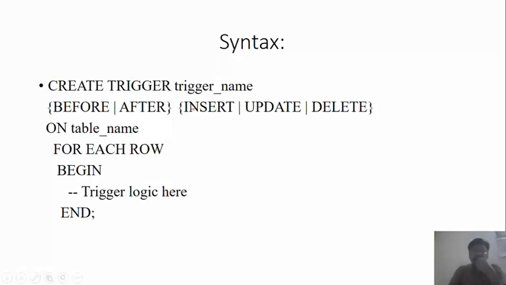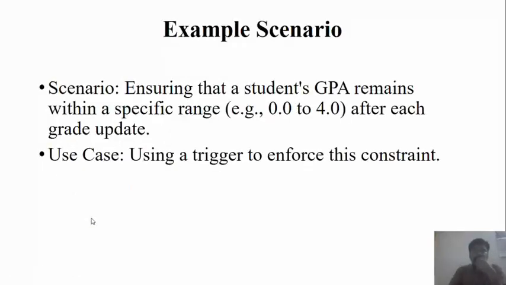The trigger will happen only on three operations: insert, update and delete, on table name, the table on which you are going to set up a trigger. The trigger is going to fire for each row. Then begin, trigger logic. We give some logic that has to be triggered when the particular statement happens. Then we give an end statement. So this is the syntax for a trigger. Next, we are going to have an example.